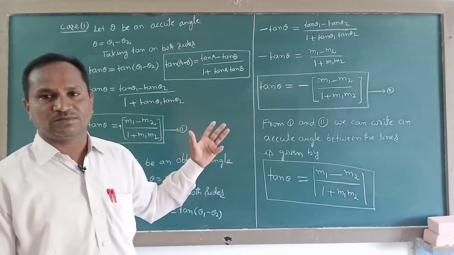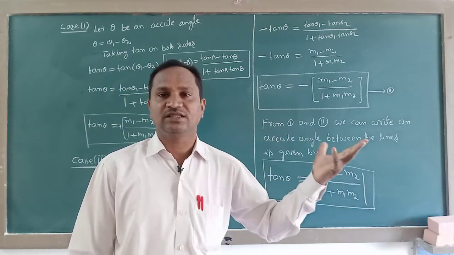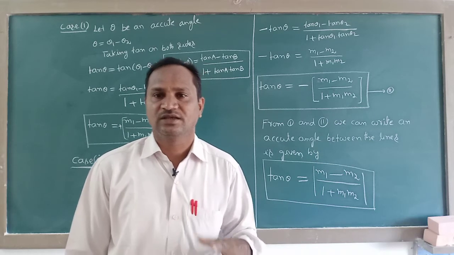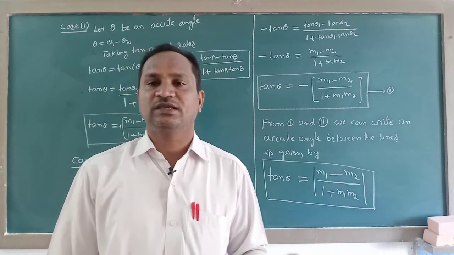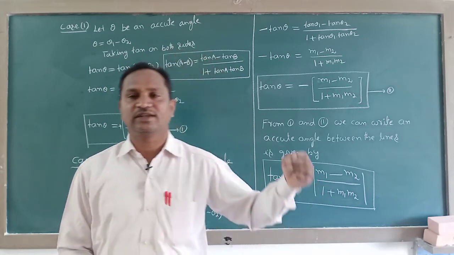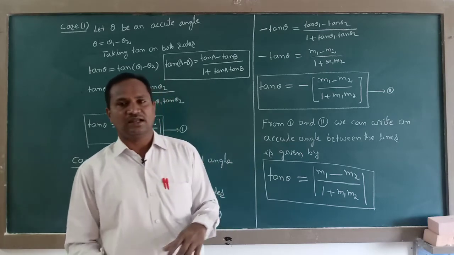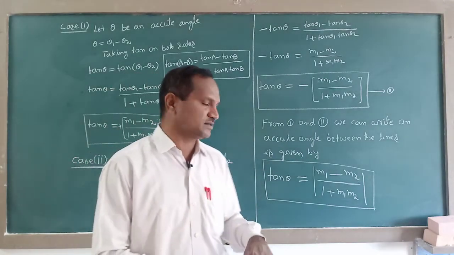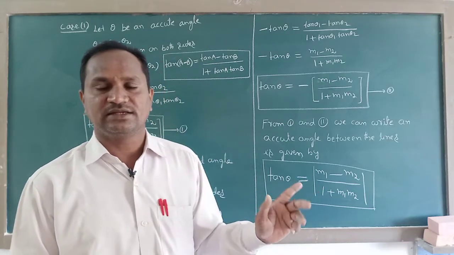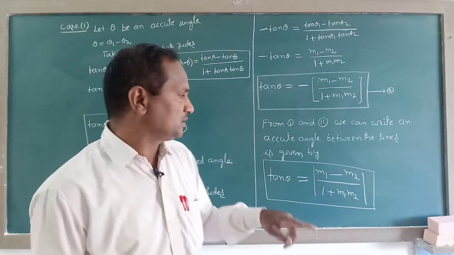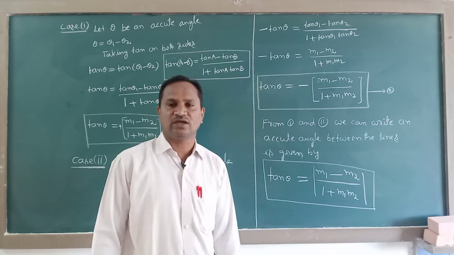In case 1 we got plus, and in case 2 we got minus. But we have to make both of them positive, which means we are keeping them under modulus. That's what finally I have written here. From 1 and 2 we can write: an acute angle between the lines is given by tan theta is equal to modulus of m1 minus m2 whole divided by 1 plus m1 into m2.